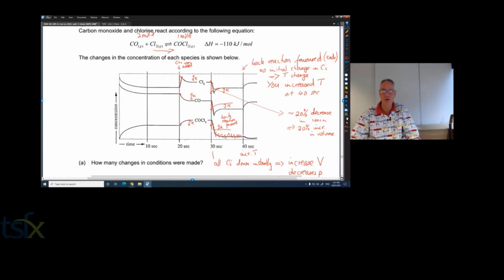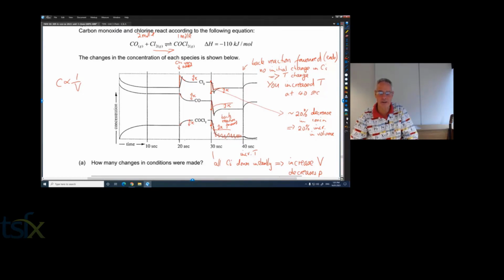And then look for all of the concentrations either going up or all the concentrations going down, but hopefully in the right proportions. If you double the volume, all concentrations will halve to what they were at the instant you changed it. If you halve the volume, all concentrations would double. Inverse relationship between concentration and volume. Don't forget that C is inversely proportional to volume. So you can't have them going down by the same amount if they're not starting at the same value. They'll go down by the same fraction.